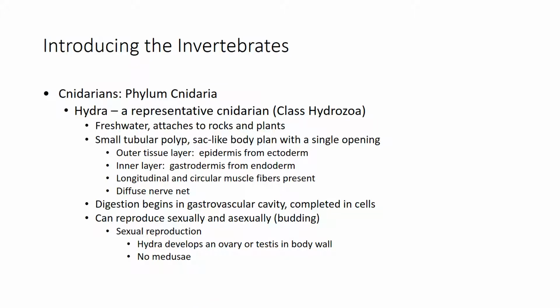Now, hydras. Hydras are cnidaria. They live in fresh water, as opposed to a lot of other cnidarians that live in the ocean. They have polyps, so their opening is upwards. They have circular muscle fibers and a diffuse nerve net. They're very good at trapping prey. They can reproduce sexually or asexually. They can sexually reproduce through ovaries or testes in the body wall, or they can bud themselves out asexually. They do not have medusa, so their opening is always going upwards.